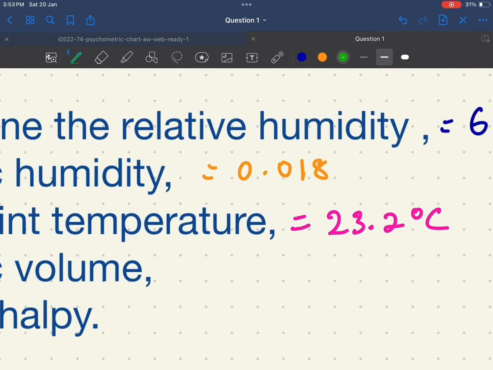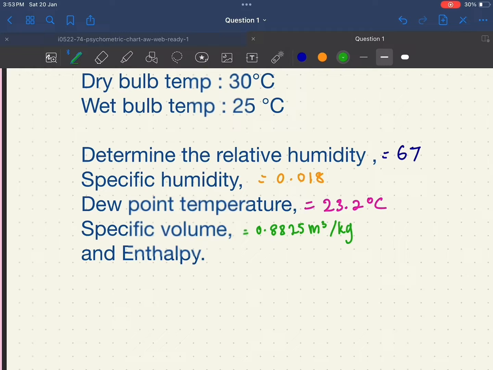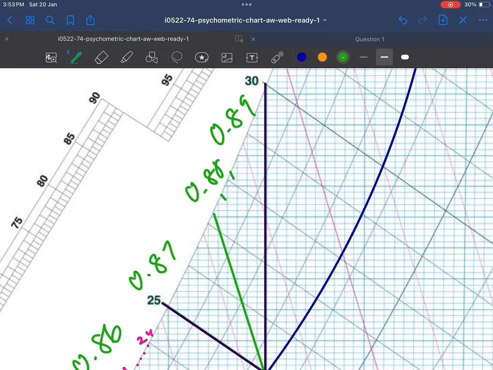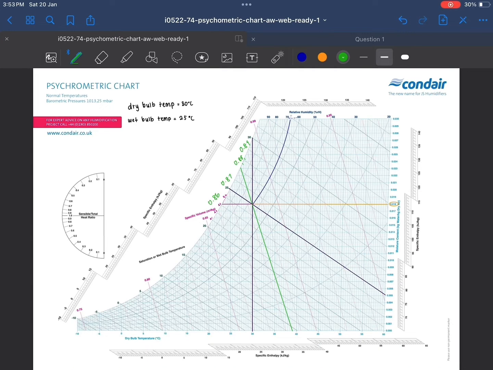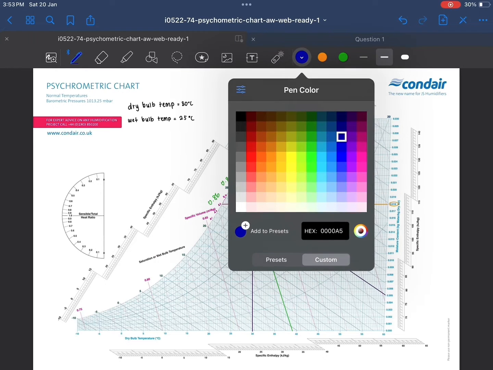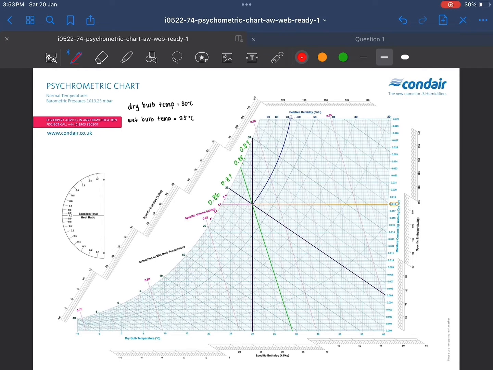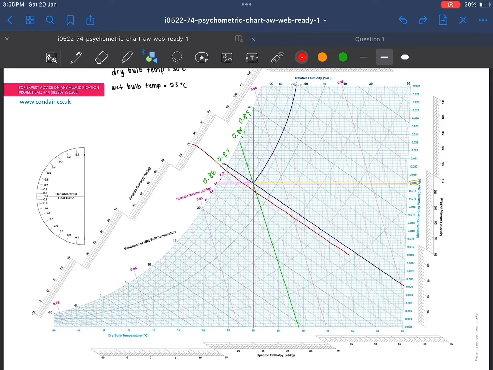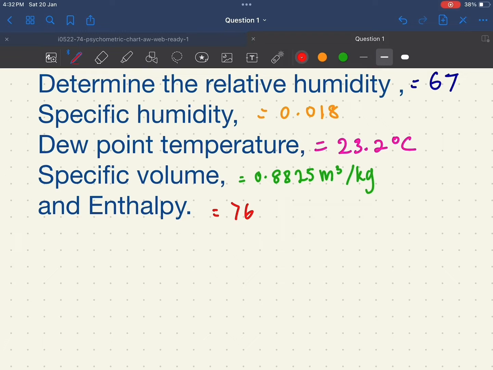And our specific volume is 0.8825 meter cube over kilogram. Next, let's find the enthalpy. We draw a line at that same value and touch the intersection. The line is at 76. The enthalpy is 76 kilojoule per kilogram.